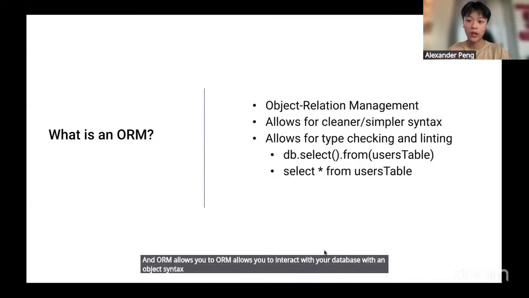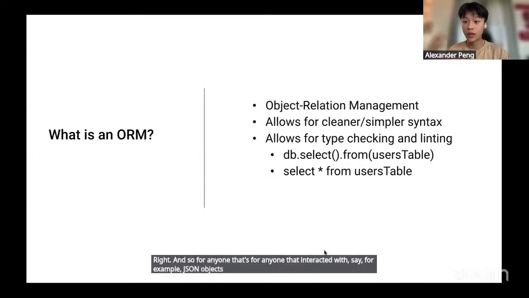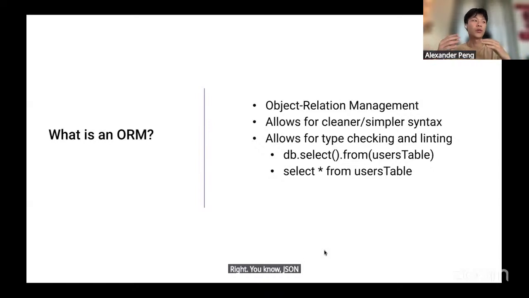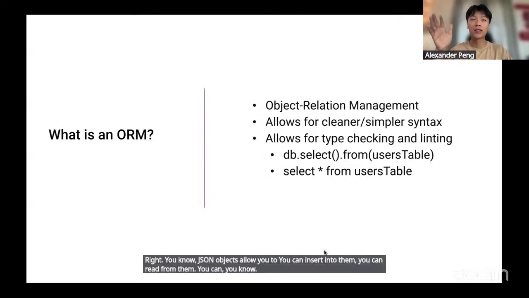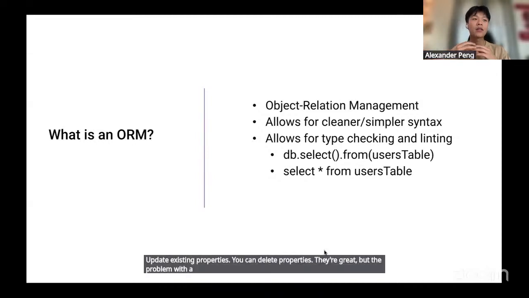An ORM allows you to interact with your database with an object-based syntax instead, right? And so for anyone that's interacted with, say, JSON objects in vanilla JavaScript, JSON objects allow you to insert into them, you can read from them, you can update existing properties, you can delete properties. They're great, but the problem with a JSON object is that in general, it usually only exists in memory, and it's not a value that's persisted, right?